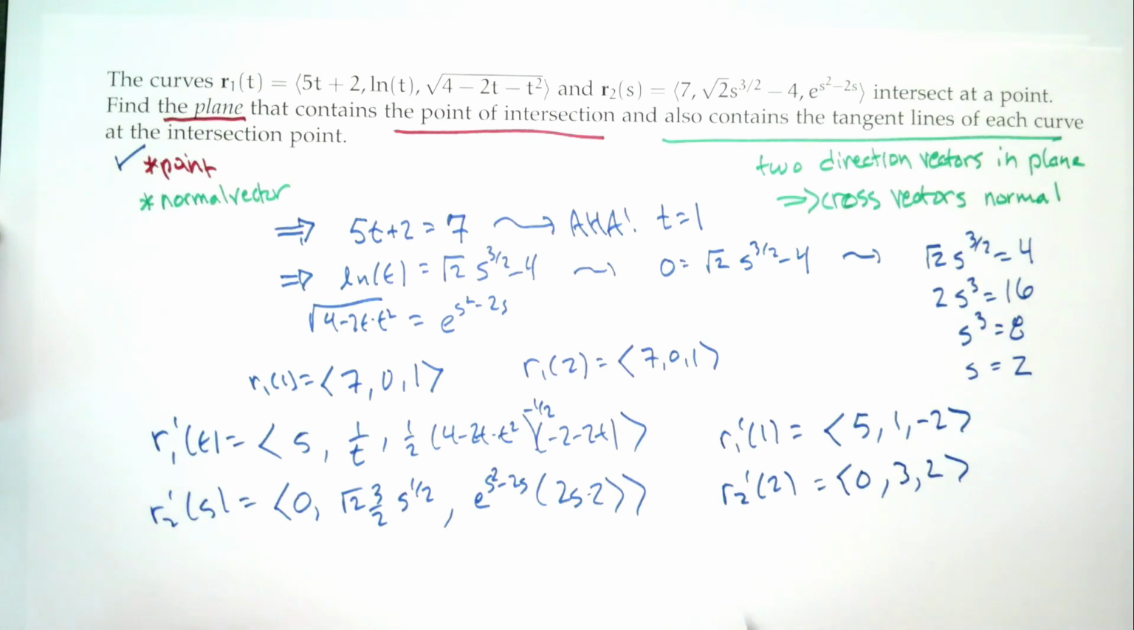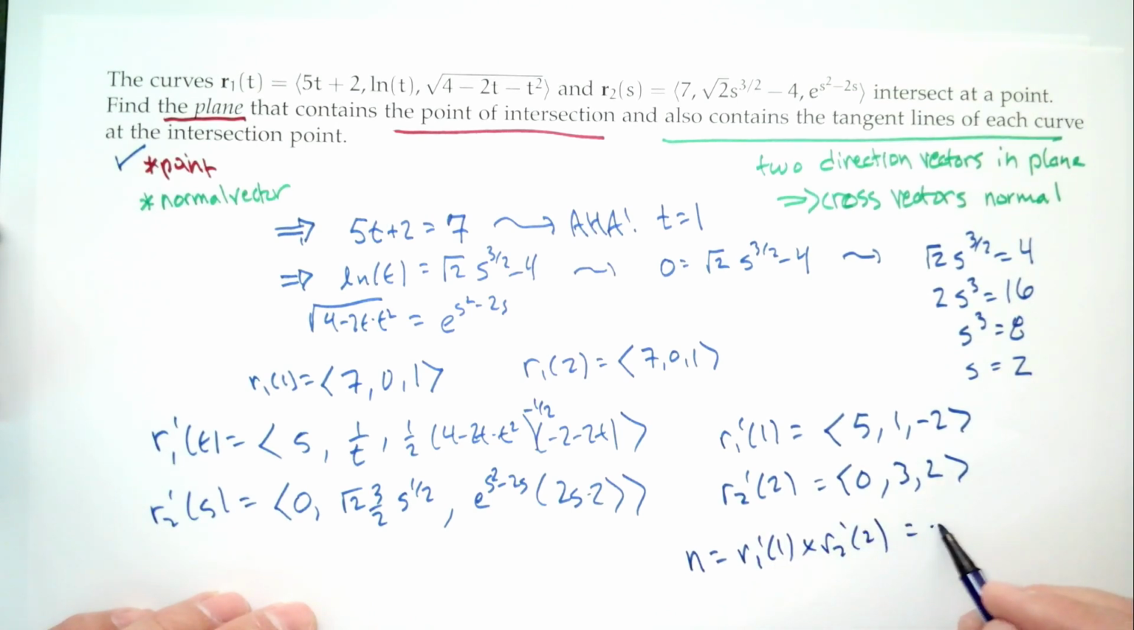Your normal vector would be r1 prime of 1 cross r2 prime of 2, which is, okay, at this point I really will stop. It's a cross product. That's your normal vector. Once you have your normal vector, you have your point. Put them together, you get a plane. Which point do you use? It doesn't matter because it has to be the point of intersection. If you're talking about a point, there's only one point that's a candidate for our point on the plane.